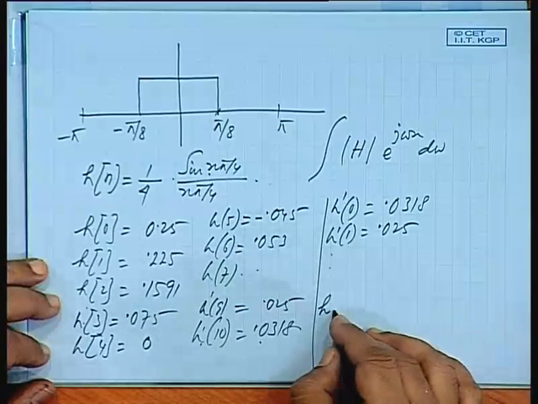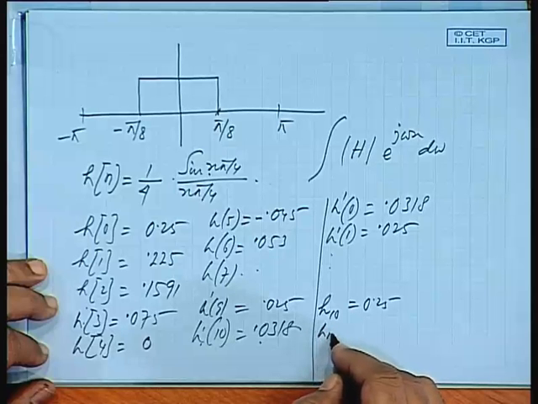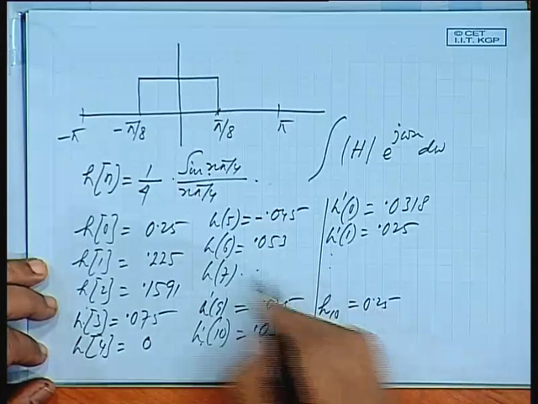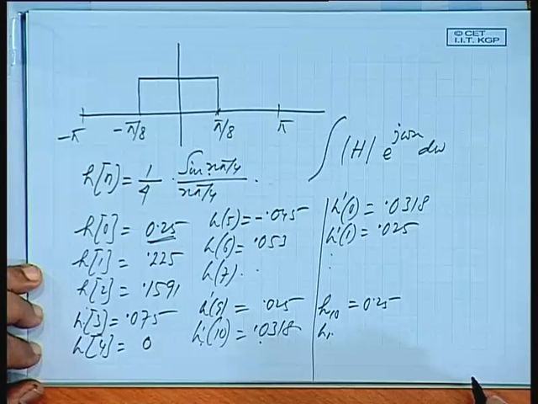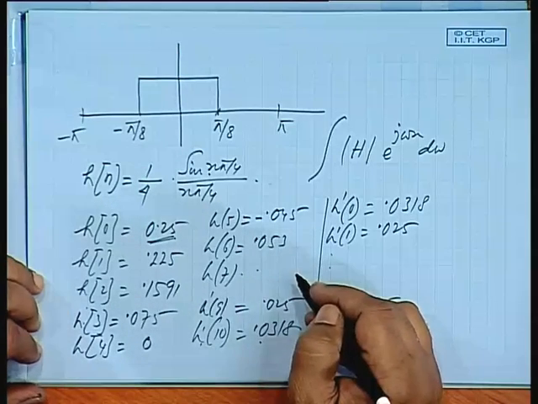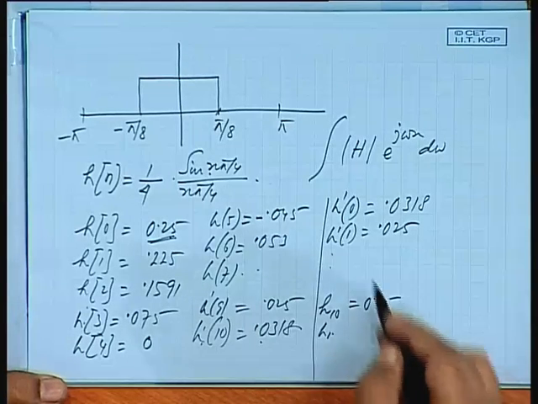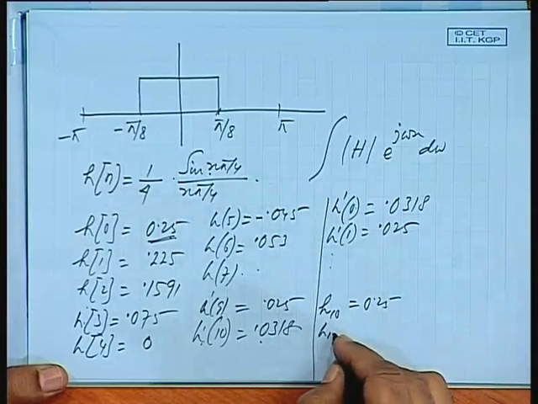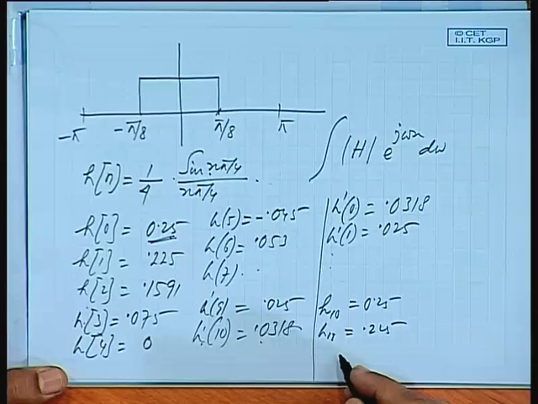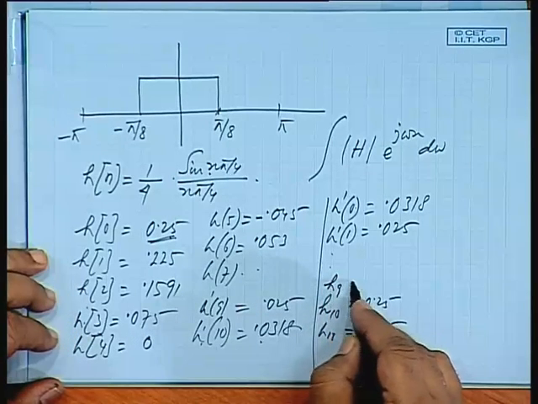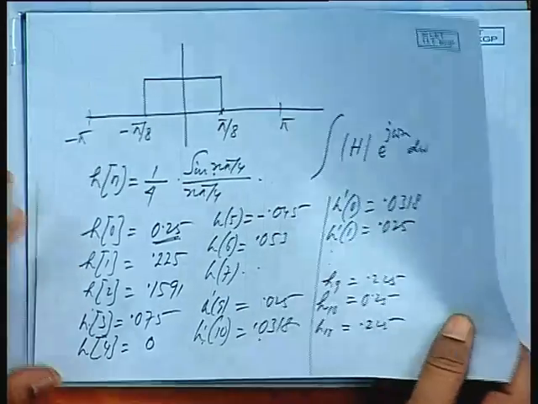Is that all right? H10 will be 0.25, H11 point, we started with 0.25. Is it 0.225? No, 0.025. 0.025 is the maximum value. So, H10 will be that. It starts with H0. So, H11 will be 0.225. Is that all right? H9 is also 0.225. It is all symmetric. So, this is what you get as the filter.